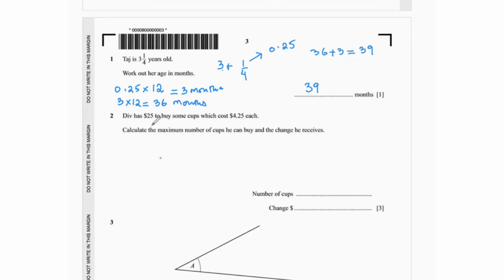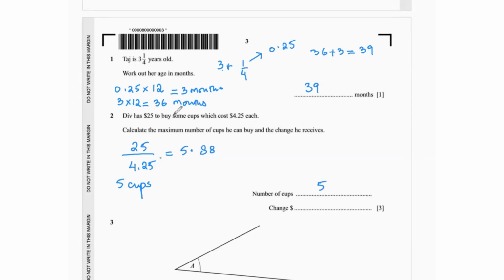Then question 2 says Diff has $25 to buy some cups which cost $4.25 each. Calculate the maximum number of cups he can buy and the change he receives. So we're going to divide 25 by 4.25, which is going to give us 5.88. So now they want to know the maximum number of cups he can buy. So the maximum number of cups is going to be 5 cups, because 5.88 cannot be rounded up to 6. So 5 cups is the maximum number of cups.